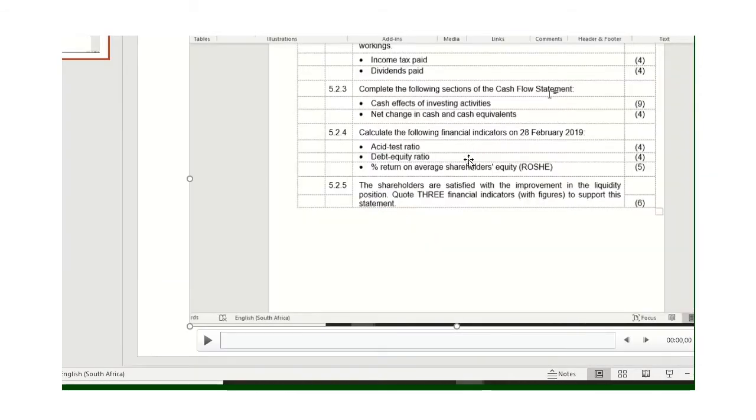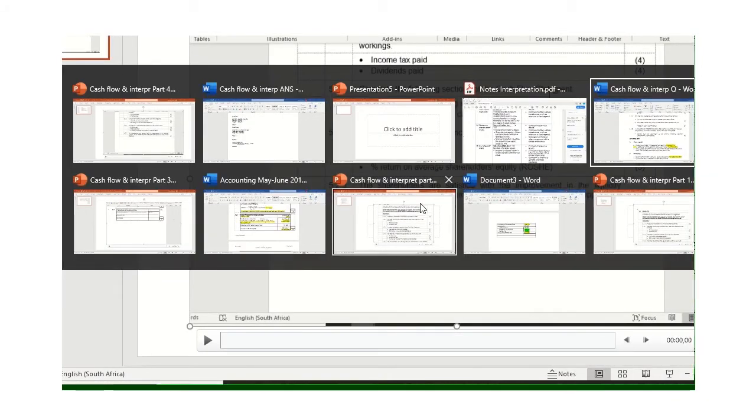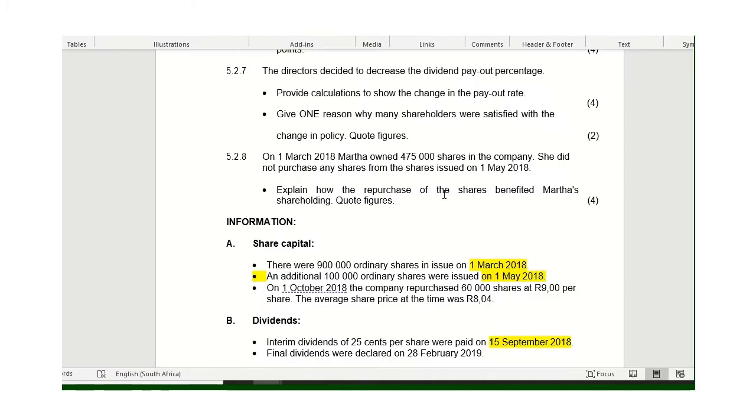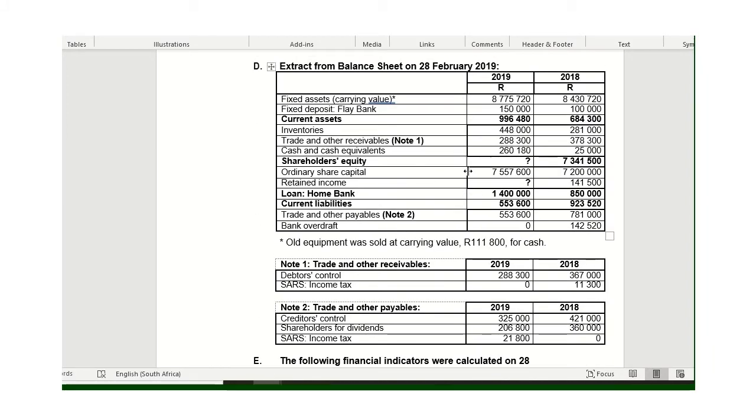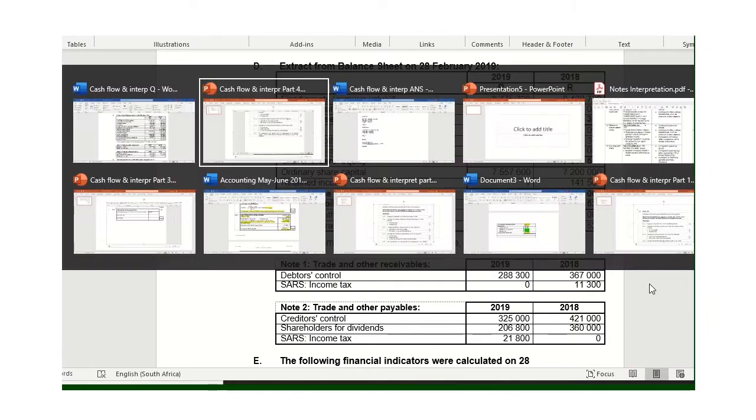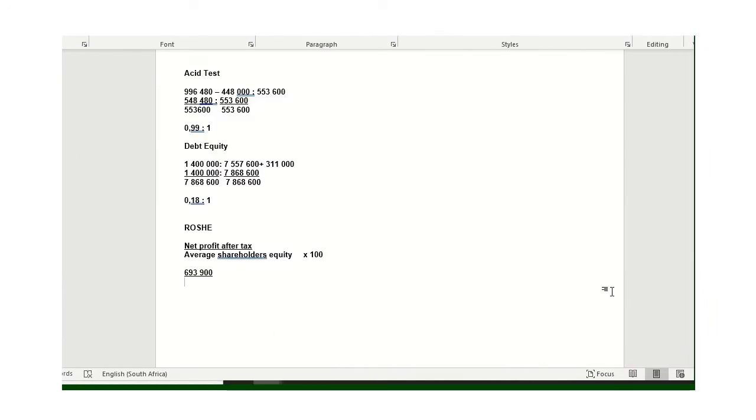So I must go and look for last year's figure, and I must add that to this year's figure. So if I go back, shareholders' equity, I just calculated last year, so I'll use whatever the total is I got previously, plus last year's of 731,500. Get a total for the two, divide that by 2. So this year's shareholders' equity was 7,868,600.